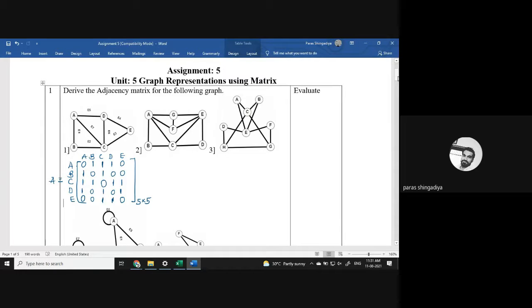So, you have done it? The second and third graph. Did all of you answer or not? In the second graph, there are 7 vertices, so you will get a 7 by 7 matrix. And in the third one, there are 8 vertices, so you will get an 8 by 8 matrix. Clear? And we can also verify the answer.